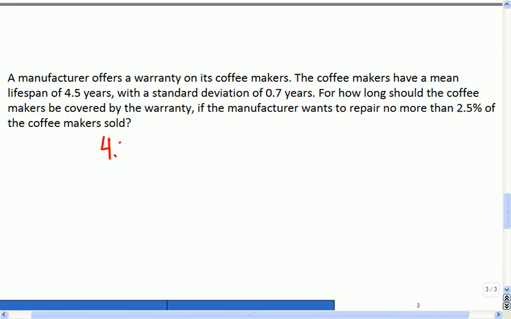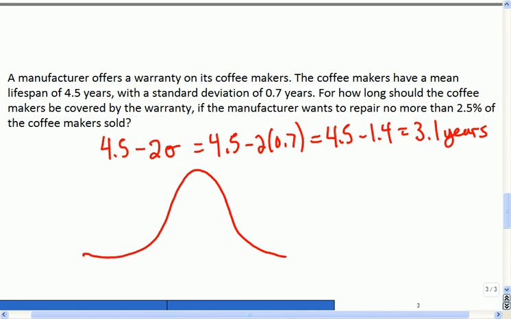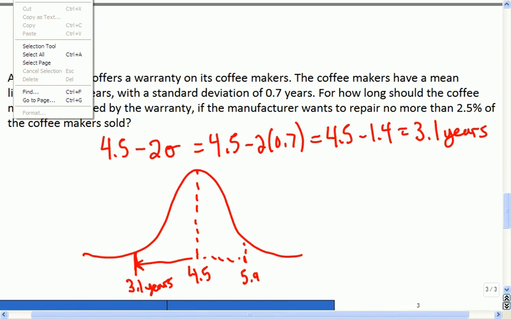Okay, so if I have 4.5 minus 2 standard deviations, what that looks like is, here's 4.5, the average lifespan of my coffee maker, and I've just marched it 2 standard deviations over to 3.1 years, and that means, just a second here. Let me get a picture so I can explain it a little better.